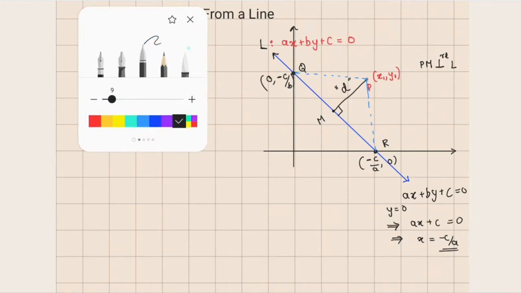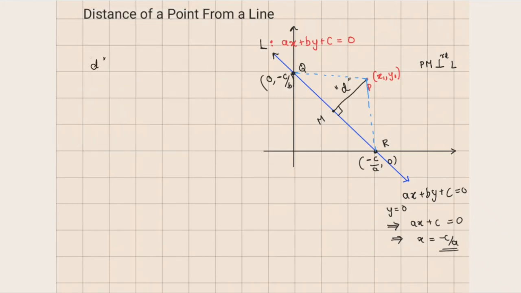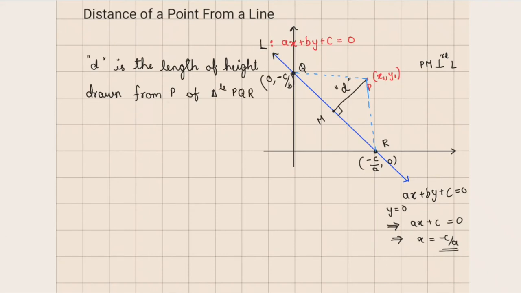What is D here? The distance D which we need to find is the length of the height drawn from P of triangle PQR, drawn from P to the base QR. So we need to find the height from P, which is D.